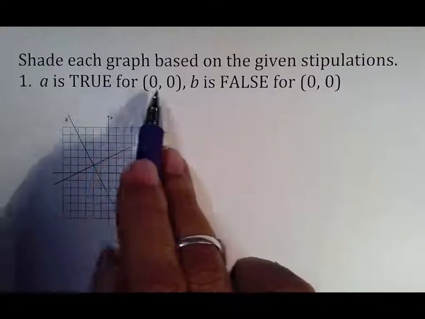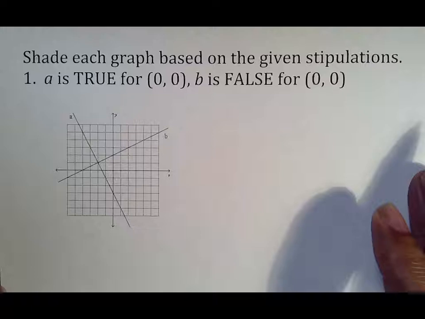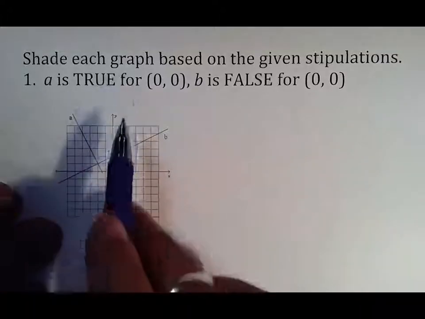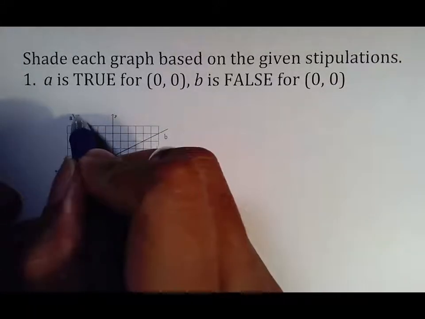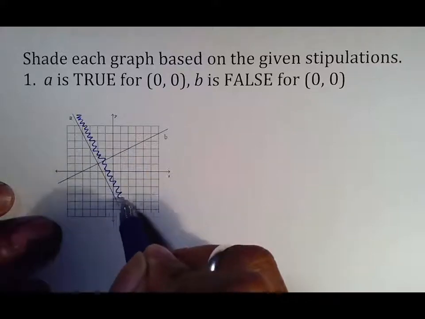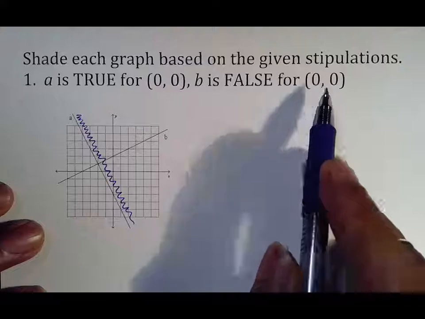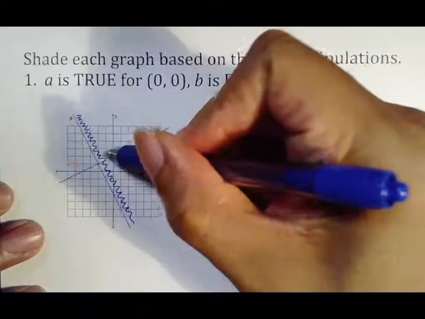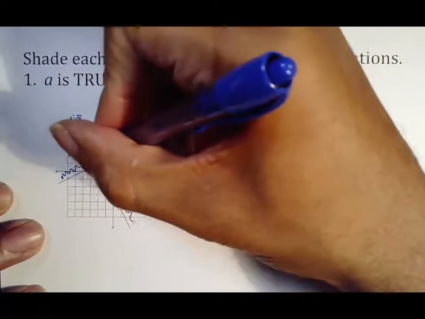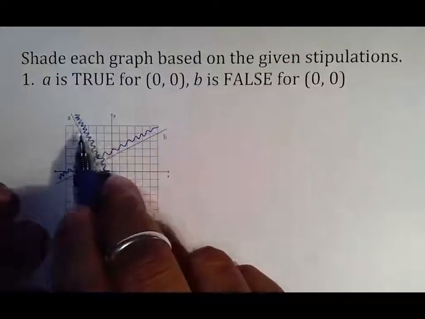So if A is true for 0, 0 and B is false for 0, 0, I would use a method that I simply call finding the alligator. And so what I say by that is, if A is true for 0, 0, that means it will go this way. And so instead of shading all the way, I put a series of waves, which I will call teeth. And if B is false for 0, 0, that means it would go away from 0, 0, so it would go this way, following the line of B, again, above B to the right of A.